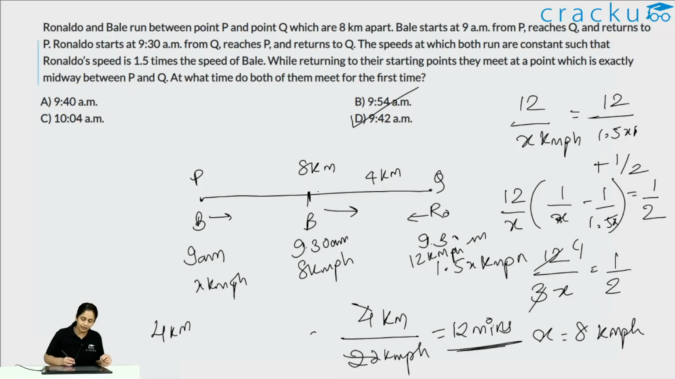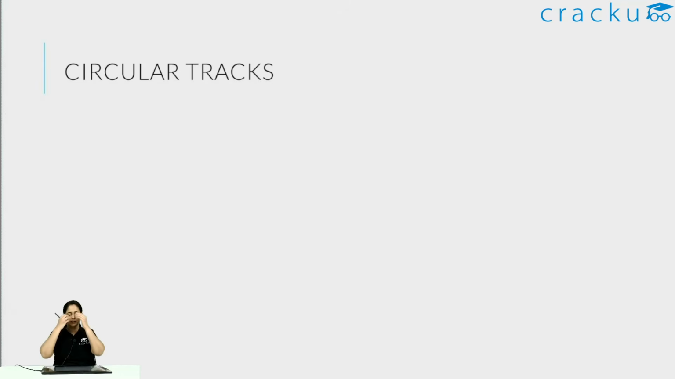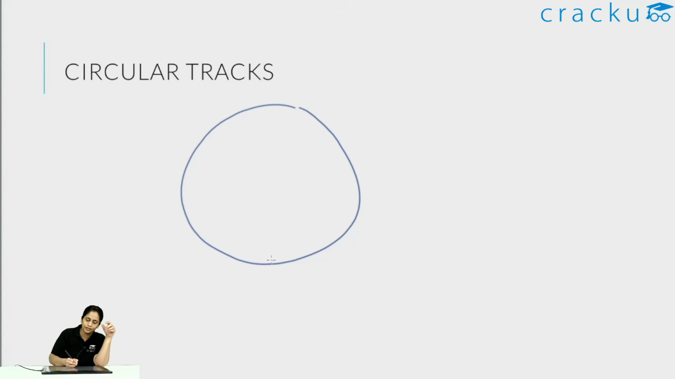So now let's take a look at the next topic, which is circular tracks. Circular tracks use the concept of relative velocity quite a bit in solving questions. By this time, most of you would know the concept of circular tracks. That is basically, if you have a track on which people are running, people can either run clockwise or counterclockwise, and there will be 1, 2 or 3 runners as such.